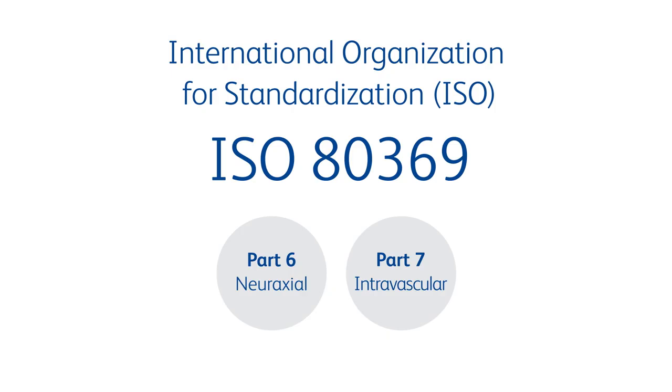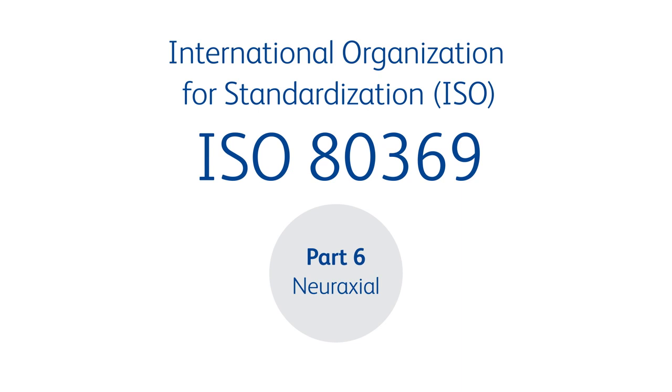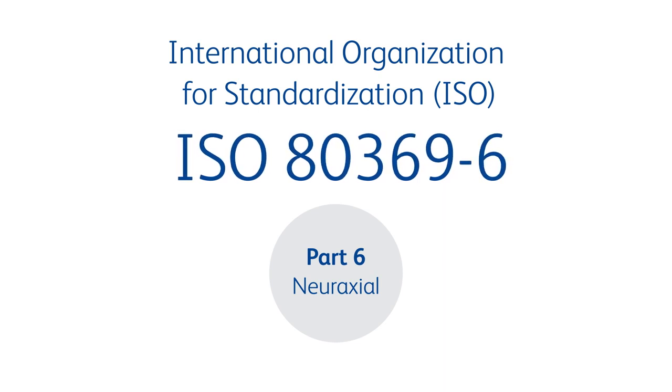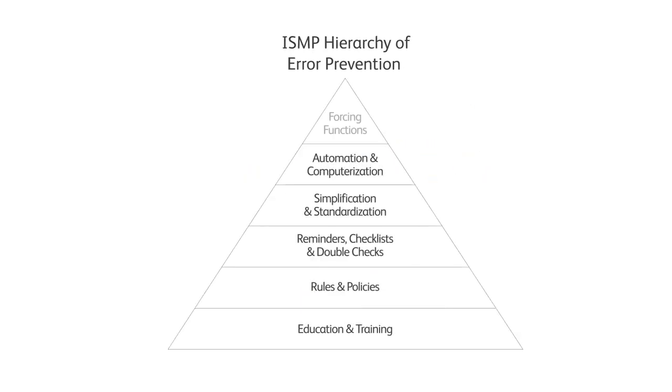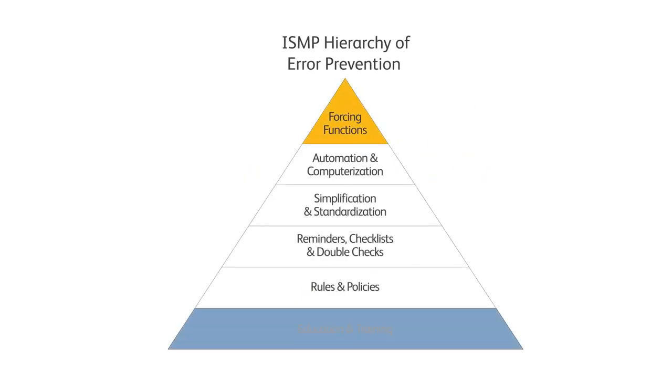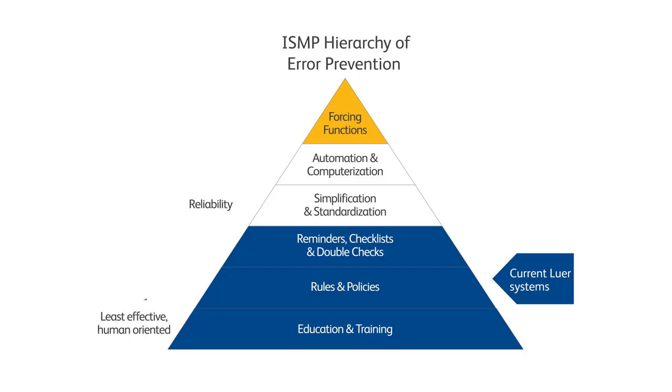For neuraxial applications such as spinal and epidural anesthesia, the ISO 80369-6 standard requires neuraxial device connectors to be incompatible with small bore connectors used in other applications. This kind of misconnection error prevention is called a forced function innovation because it removes any possibility of misconnecting unrelated systems. As a result, forced function innovations are the most effective and reliable methods of error prevention.